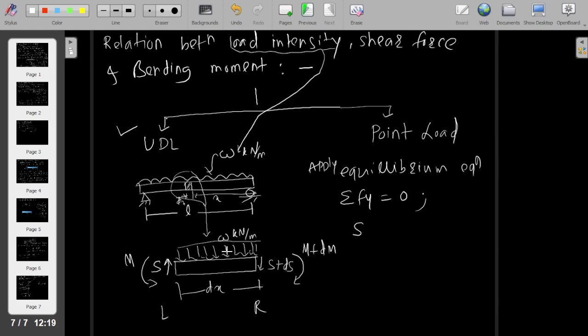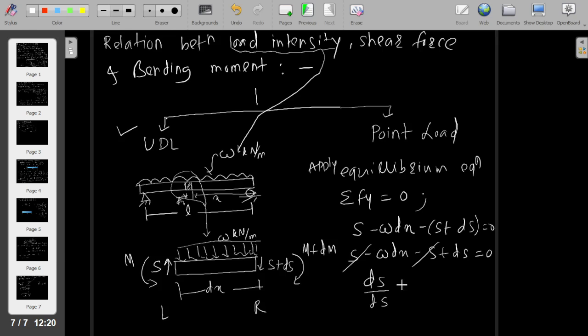This is w into dx. This is the load intensity, kilonewton per meter, so to cancel the meter I have to multiply by dx. It is acting downward, so I have to take it as minus. This is the load in the downward direction. Then we have S plus dS, which I equate to zero. Simplifying: S minus w dx minus (S plus dS) equals zero. The S gets cancelled.